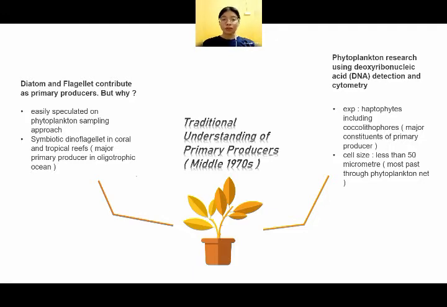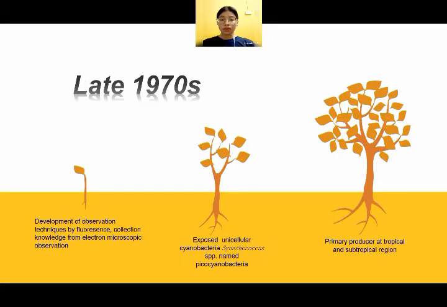During this year also, phytoplankton research using DNA detection and flow cytometry showed that haptophytes, including phototrophs, are one of the major constituents of primary producers. Late in 1970, the development of observation techniques by fluorescent microscopy and knowledge collected from electron microscopic observation exposed a unicellular cyanobacterium, Synechococcus, as a primary producer in tropical and subtropical regions. It has a very tiny cell and is called picocyanobacteria.